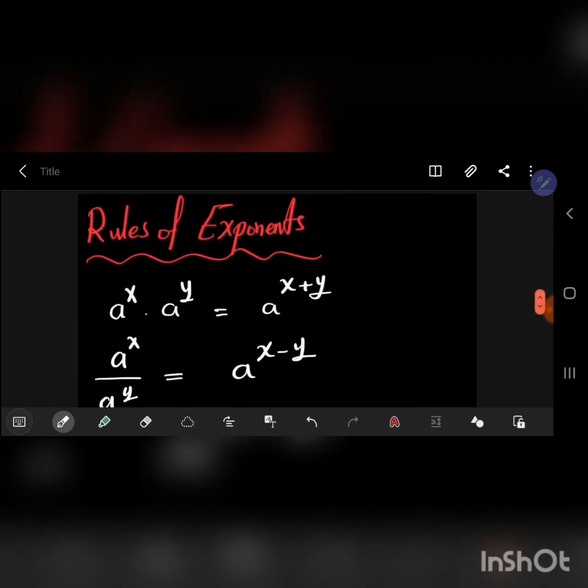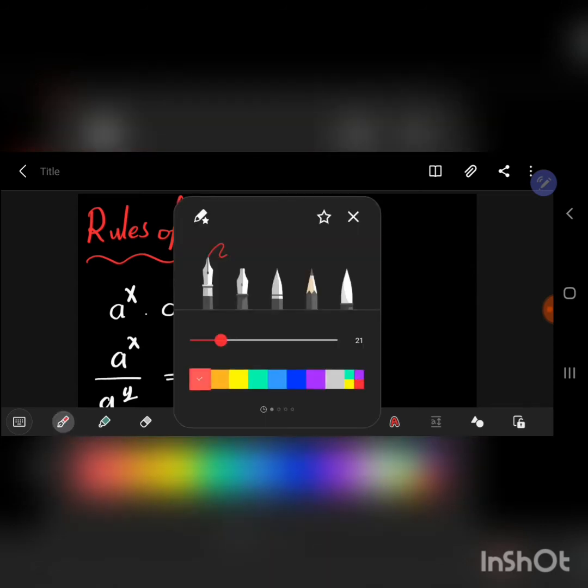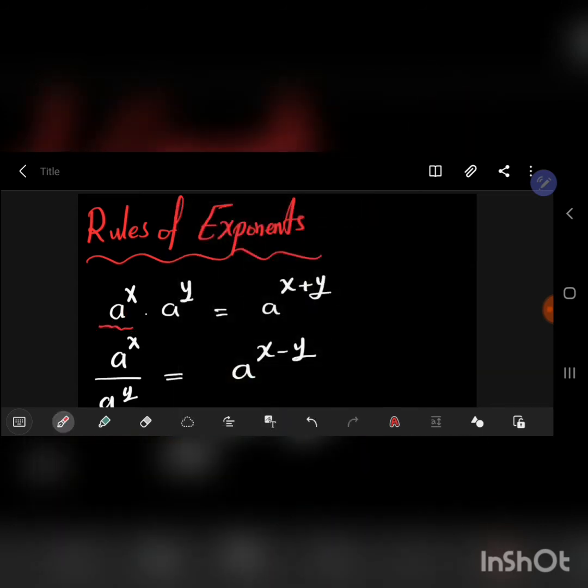So here we take the rules of exponents. I gave them to you before. I only want you to remember these rules because they are very important in our subjects. So the rules of exponents say: a to the power x multiplied by a to the power y.